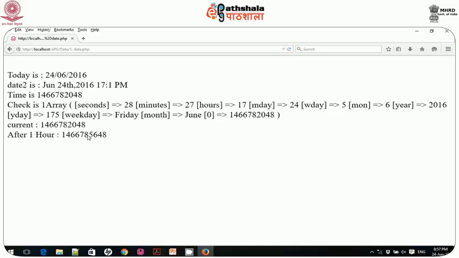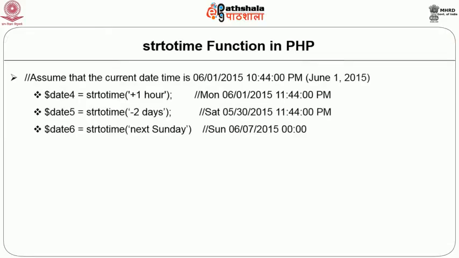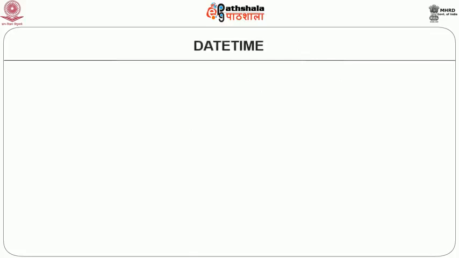So look here at the difference between these two values, 82048 and 85648. So we know that there is a 3600 second difference within 1 hour. So you can check the value by using those functions. So these are all built-in functions that we can use for strtotime, and it takes values like minus 2 days, next Sunday, etc.